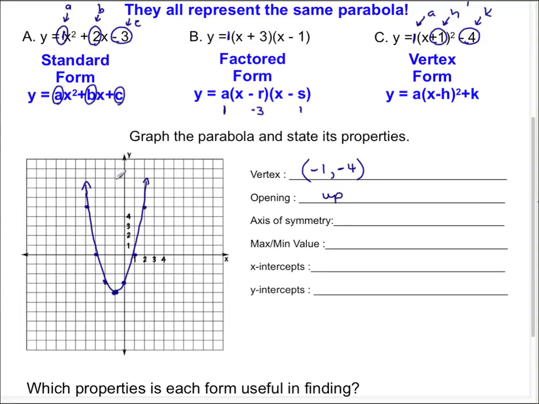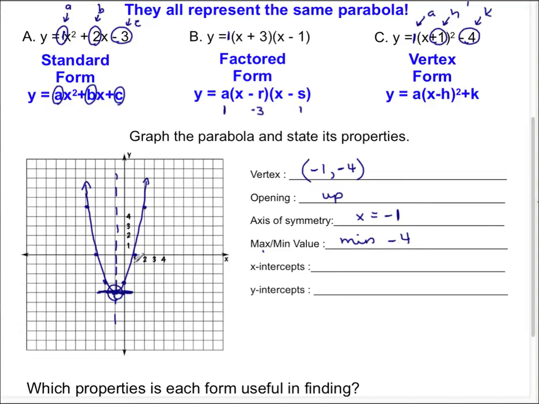The axis of symmetry, remember, it goes right down the center of the parabola, right through the vertex point. So we say that it's x equals the x-coordinate of the vertex, which is -1. Does it have a maximum or minimum value? Well, since it opens up, it has a minimum value because it has a low point. It's opening up, so when we go up, it gets bigger and bigger, but it does have that low point. So it has a minimum value, and that minimum, the lowest that it ever gets to, is -4.